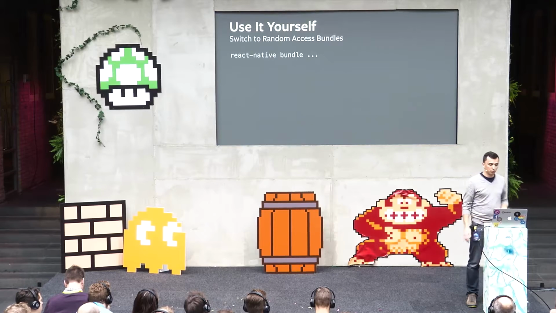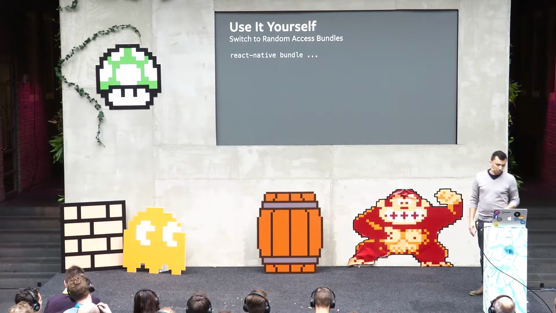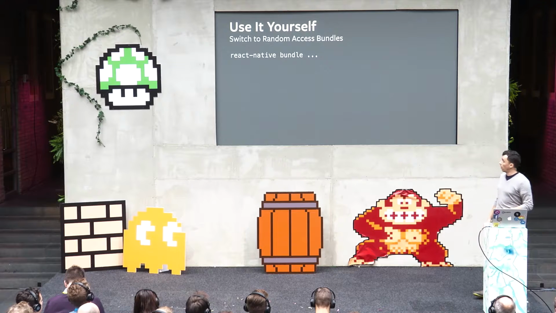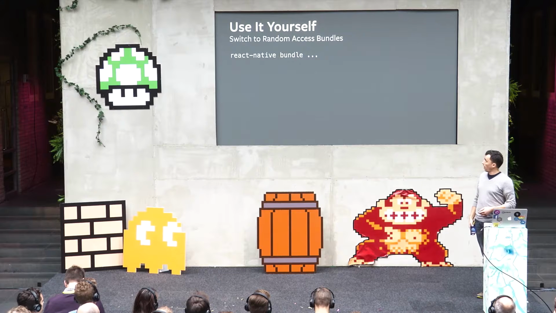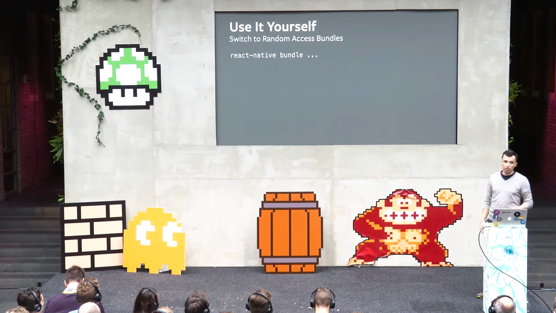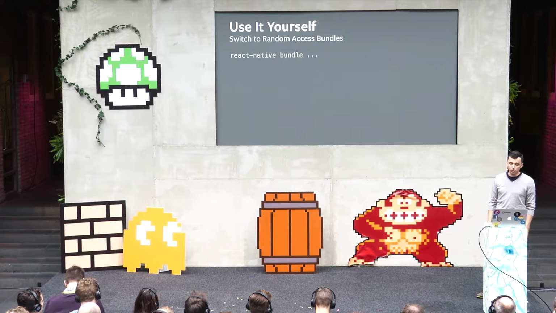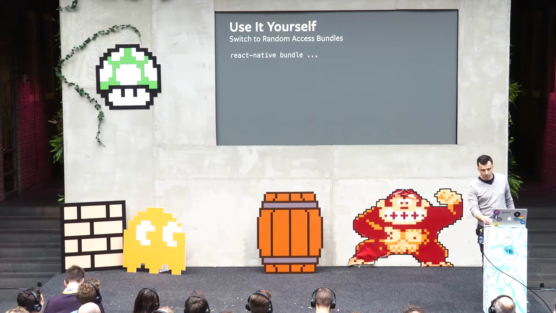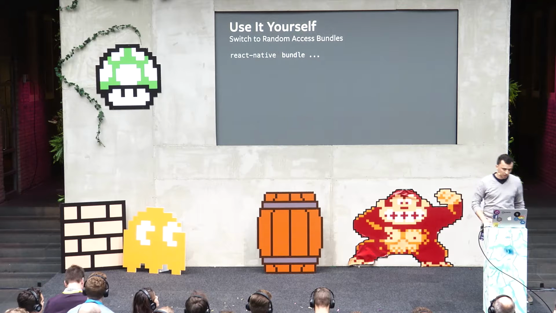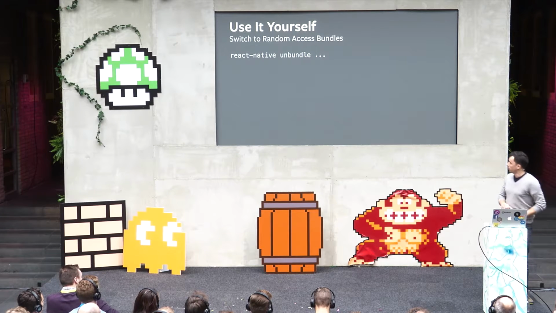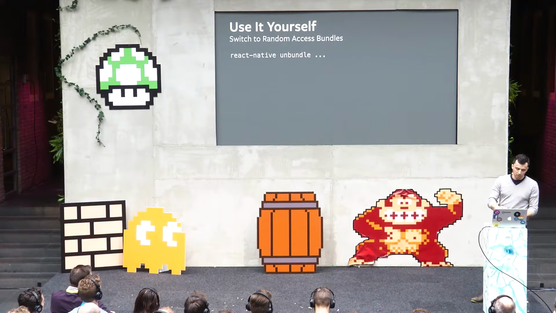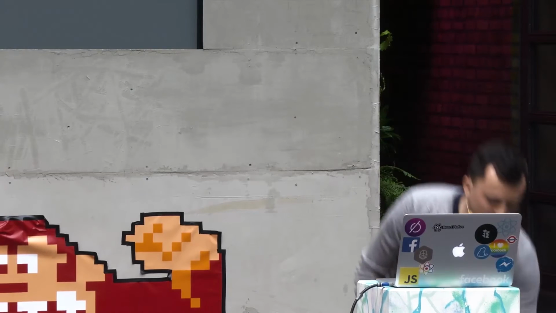So if you want to use this yourself, somewhere in your build scripts, in your Gradle files or your Xcode project, there's a call to the React Native CLI tool, and it invokes the bundle command to create a bundle. If you want to profit from random access bundles, you just have to change it to this. So finding the location in your build files is probably more tricky than adding these two letters. And yeah, if you want to make your application start up faster, just give it a try.